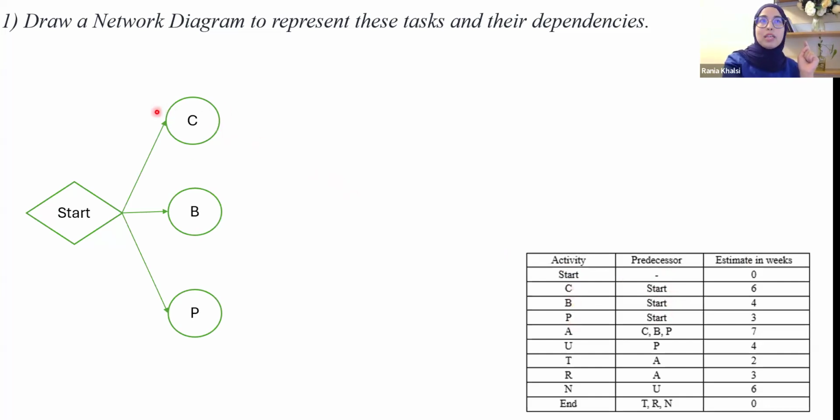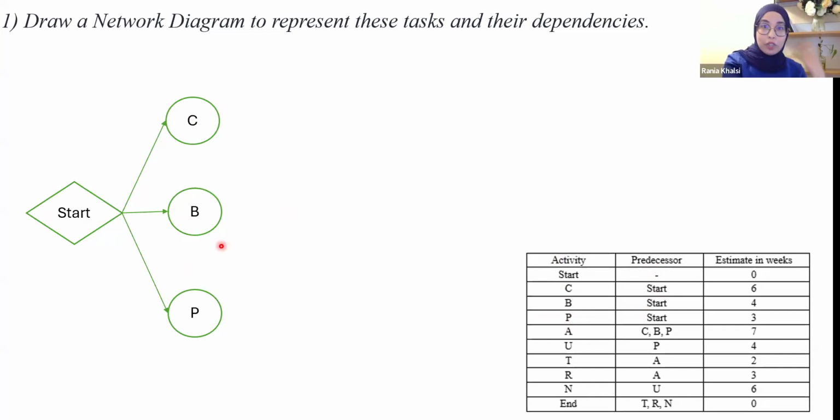Here we present it within a circle. For C, our predecessor is the start. This is why we have this arrow from start. We can go to activity C, we can go to activity B, and also, as you can see in the table, to activity P. So we mention the names of these activities here.